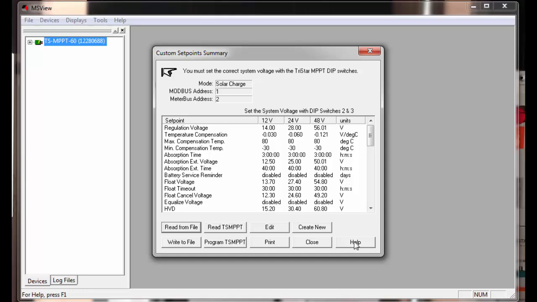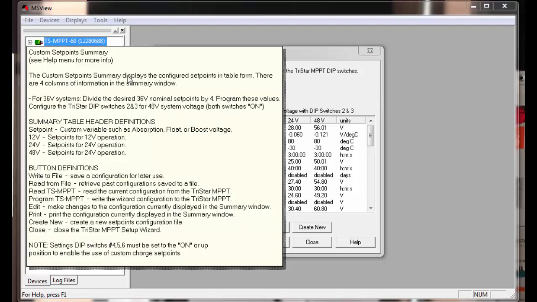I also wanted to mention the help button here. This is on all the screens actually, and it will show you the help topics. So this tells you basically all the information for each screen if it's available. And this is the same as what's in the help topics in the main menu here. So you see all the information about this particular screen and custom set point summary information. And it also has a nice little note here saying that dip switches 4, 5, and 6 must be on to enable the custom charge set points.